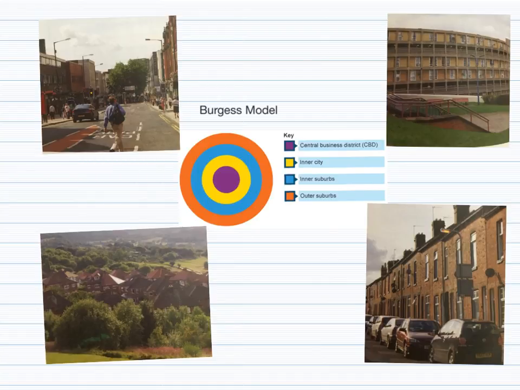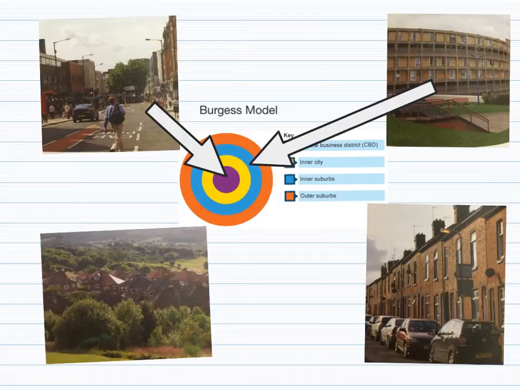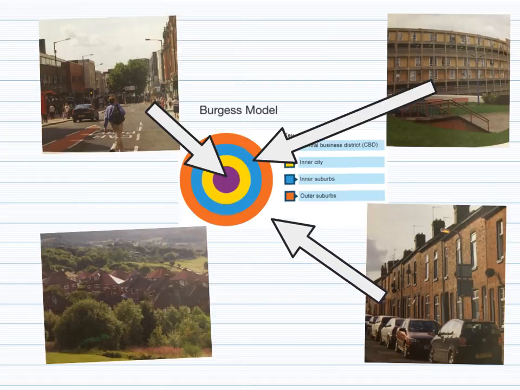So you should have found that the picture on the top left is the CBD. You should have found that the one on the top right is the inner suburbs, although I must admit I do think it could look like the inner city as well. This one with the terraced housing in the corner is the inner city.